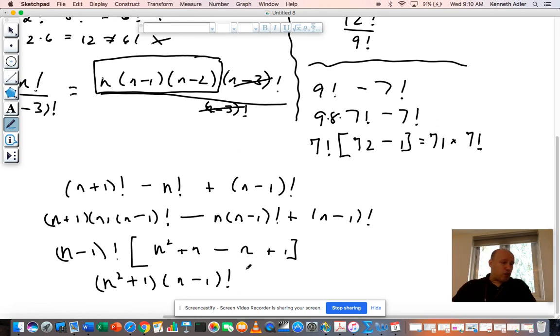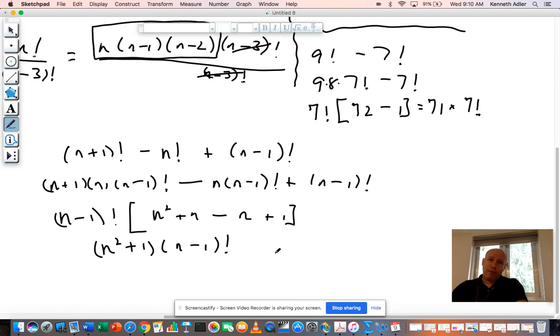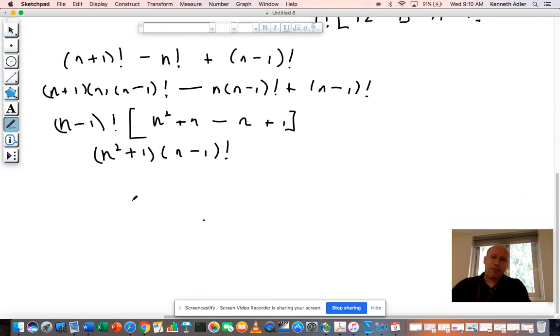Once again, the unit's just about manipulation. The last thing I want you to think about before I have you do the problems in 1C is 0 factorial. What does that equal? And that's it, 1C.